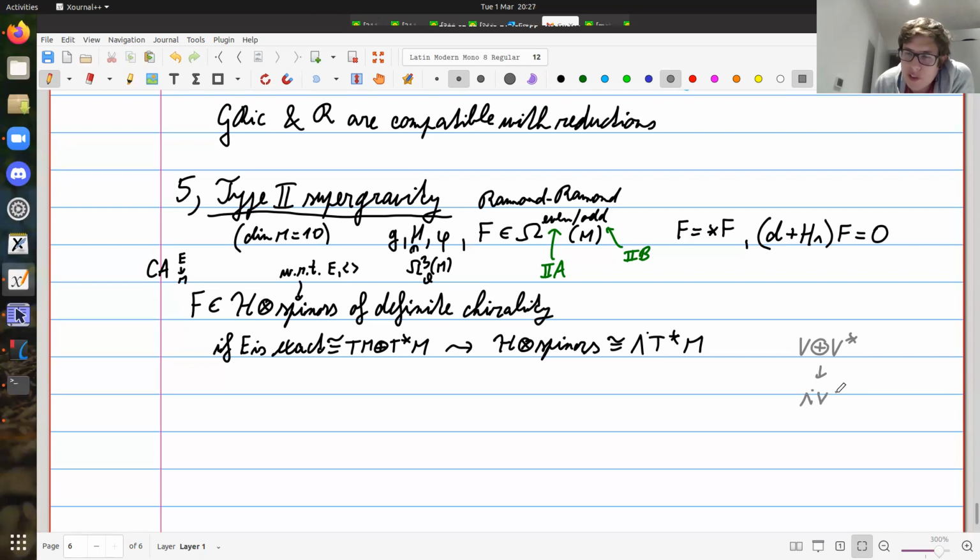I'm making this more confusing. Okay, what I wanted to say is that you can take these things, and this is the spinors, and you can take this original space, and this thing acts by contraction and this thing acts by wedging. So that's kind of a standard construction.